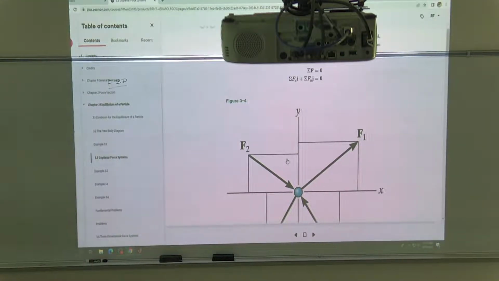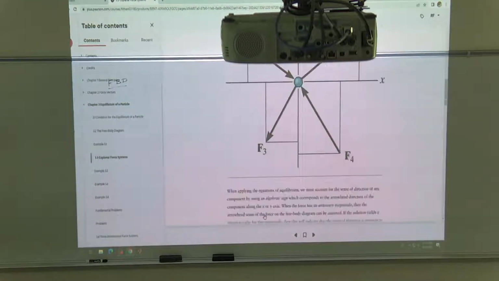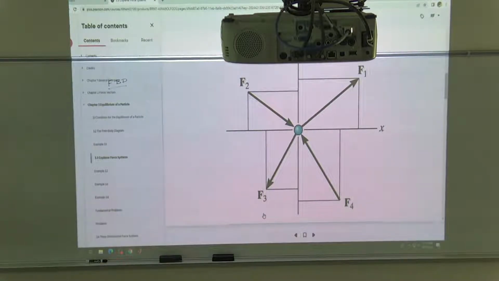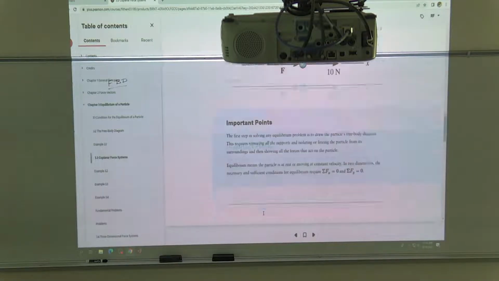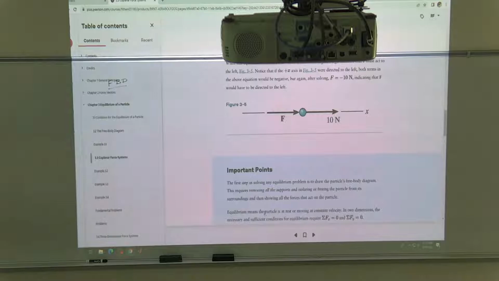And then, okay, so you have four of them. Is that four? Yeah. They're all supposed to sum together so that things don't move. One of them, that's pretty easy.